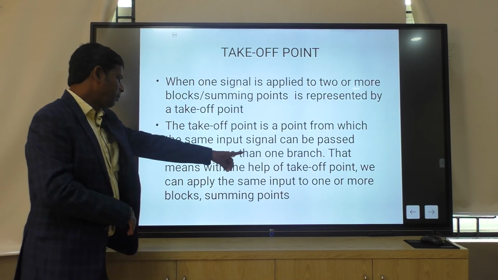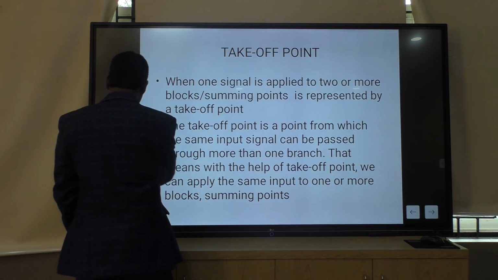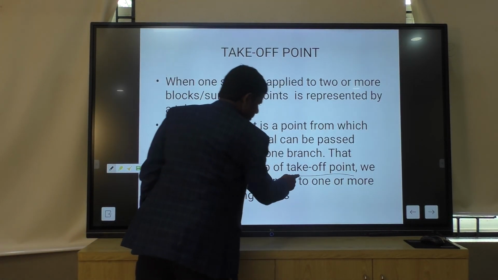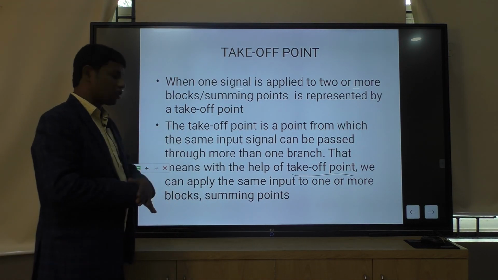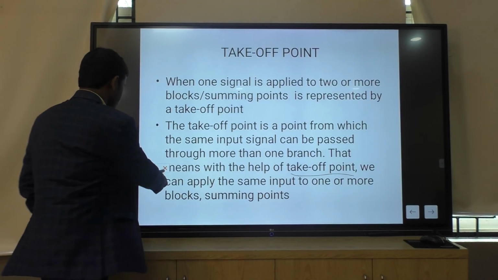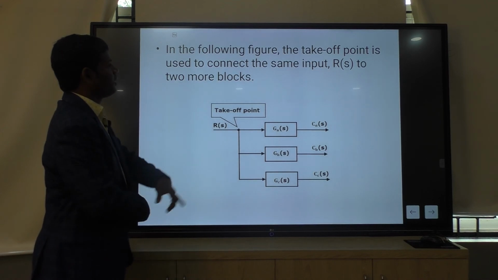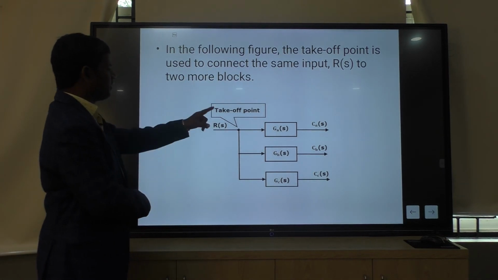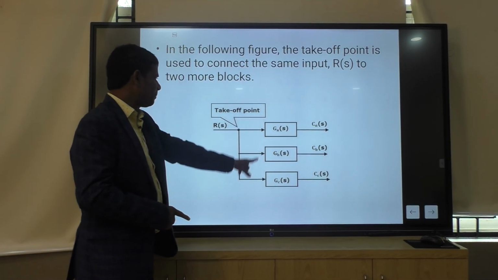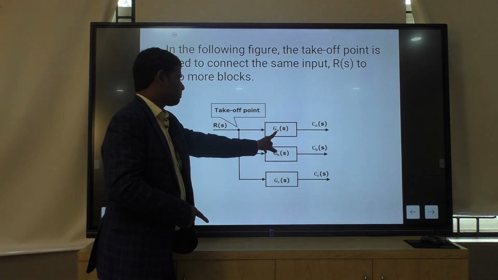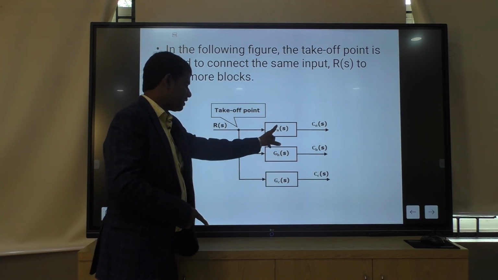That means with the help of a take-off point, you see, this is a take-off point here. With the help of a take-off point, we can apply the same input to one or more blocks or summing points. So you see the picture of a take-off point here. In this figure, the take-off point is used for connecting the same input R(s). Here a single signal R(s) is applied to three blocks. The first block has transfer function G_A(s), the second G_B(s), and the third G_C(s). The three elements are here.